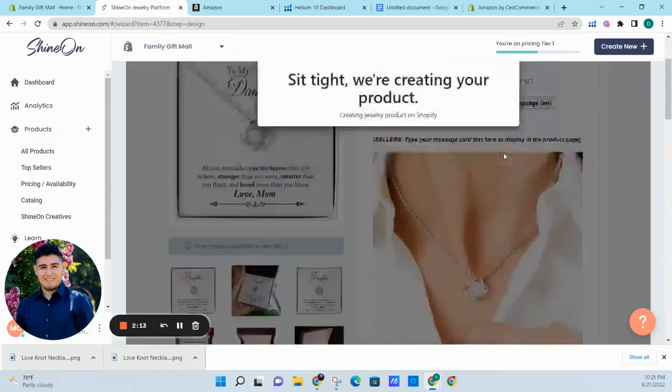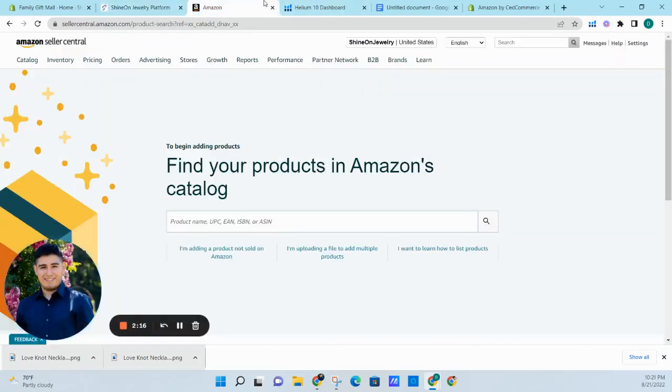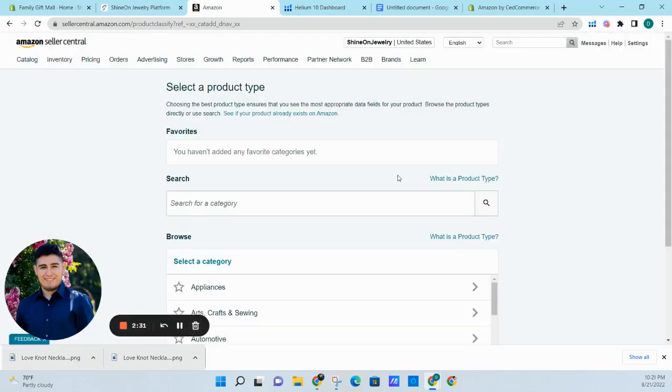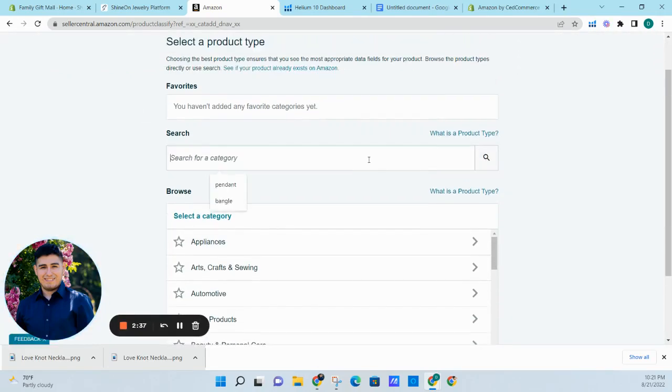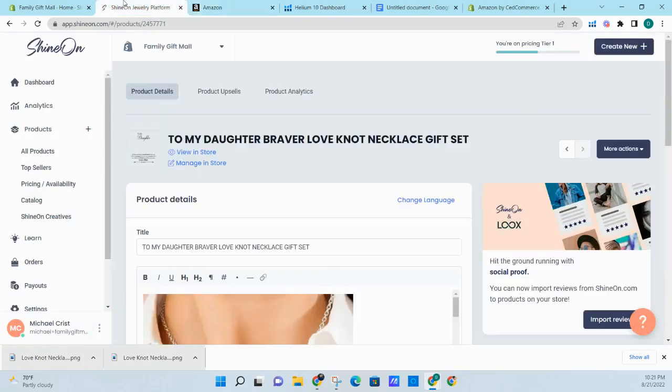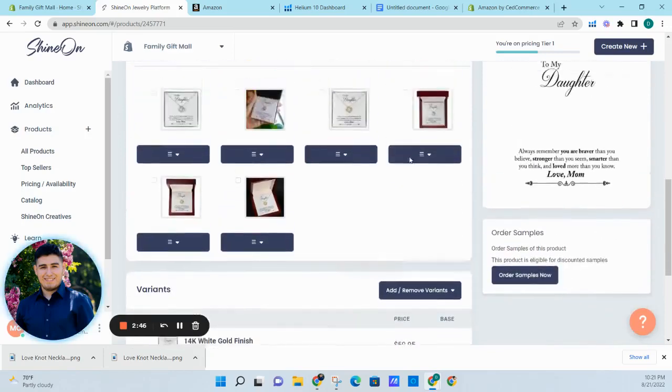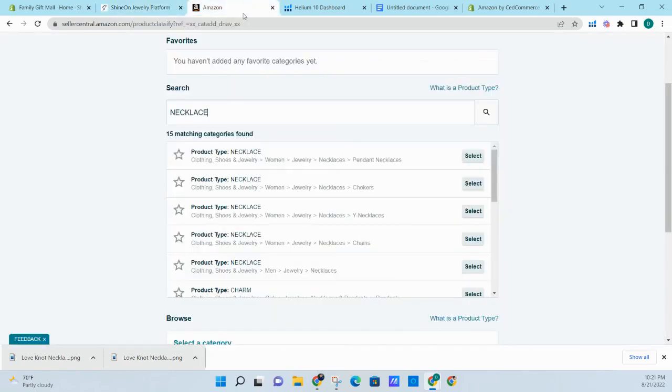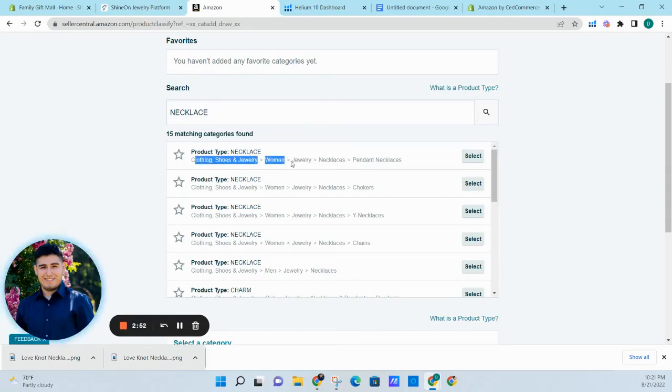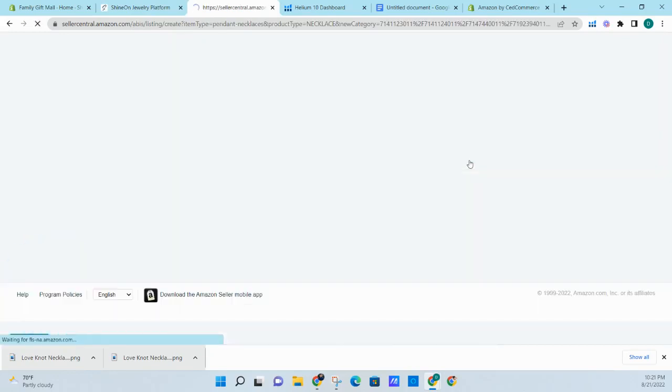Okay, publish it. Now, once you log into your Amazon Seller Central account, you want to go to Catalog, then Add Products. After that, you want to click on "I'm adding a product not sold on Amazon." You'll be prompted to this page where Amazon is asking you to select a category. So we're going to search for the best category for our product in niche. In this case, it's a necklace for a daughter. So we're going to choose the Clothing, Shoes, Jewelry, Women, Jewelry, Necklaces, Pendant Necklaces category.